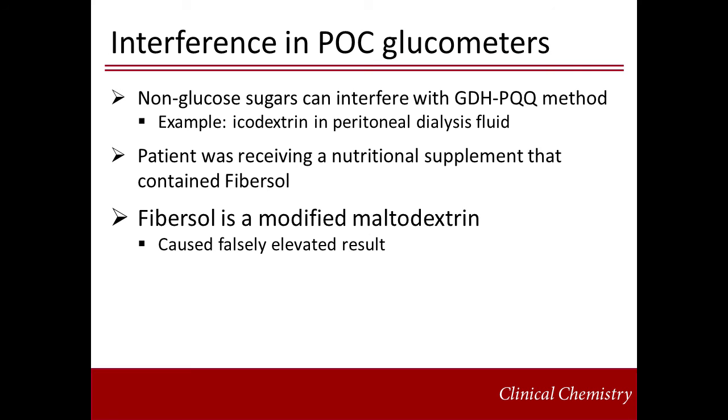The GDH-PQQ method is prone to interference by non-glucose sugars. This interference has resulted in multiple deaths. Death occurs when the patient is treated for the apparent hyperglycemia, but then becomes critically hypoglycemic. The FDA has issued multiple warnings to address this problem.